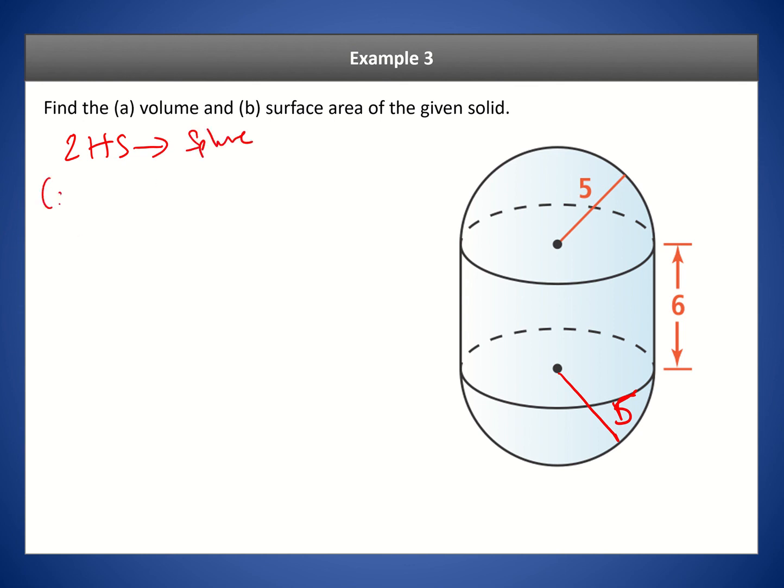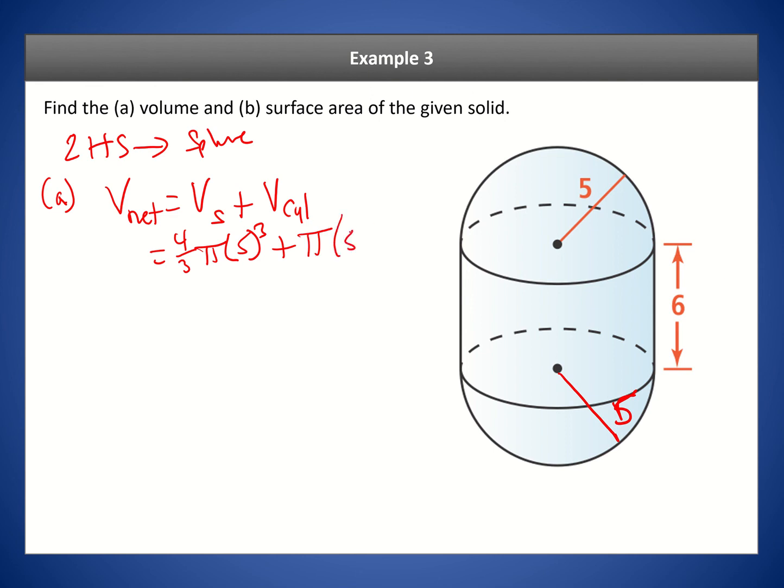And then we do the volume of the cylinder. So let's do the volume. The net volume is the volume of the sphere plus the volume of the cylinder. The volume of the sphere is 4/3 pi r cubed. R is 5, so 5 to the third. Plus the cylinder. Remember, the formula for the cylinder is pi r squared h. Now the r is 5, and then the height is 6. And then we'll go ahead and add these together.